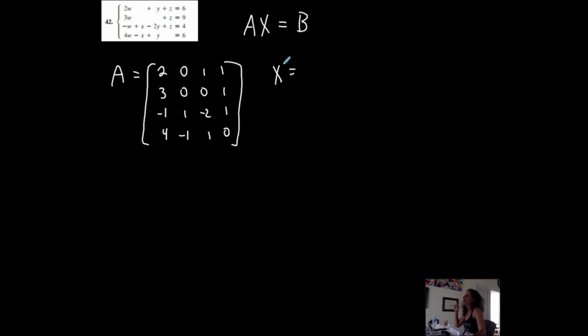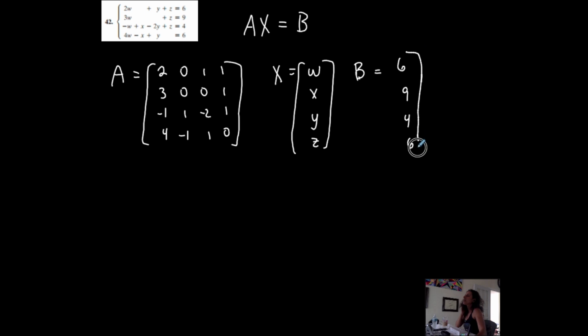X is the variable matrix, which in this case is a W, X, a Y, and a Z. We use capital letters to represent matrices, so this is a capital X representing the variable matrix, which in this case has these 4 variables. And then B is my constant matrix, which is everything to the right of the equal sign, so 6, 9, 4, and 6.